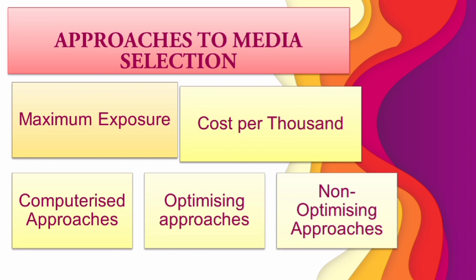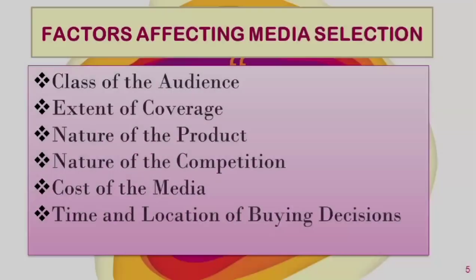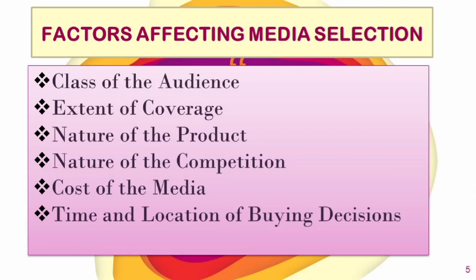Next, let us see factors affecting media selection. The factors which affect the media selection are as follows. First one, class of the audience. The audience can be classified into different groups by their social status, age, income, educational standard, religion, and cultural interest. They may also be divided on the basis of gender.